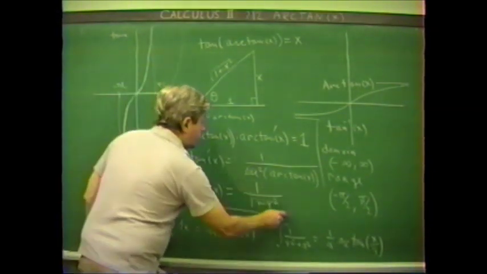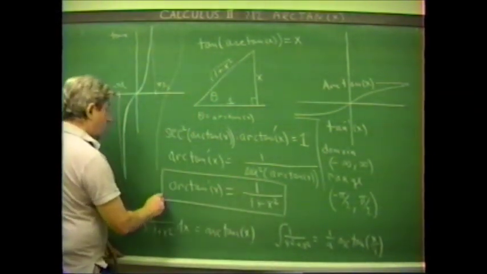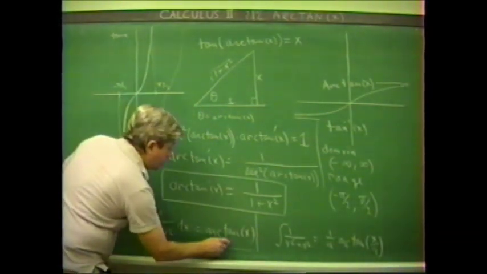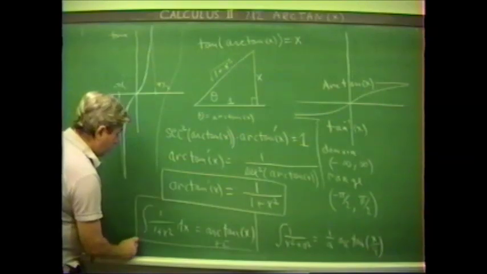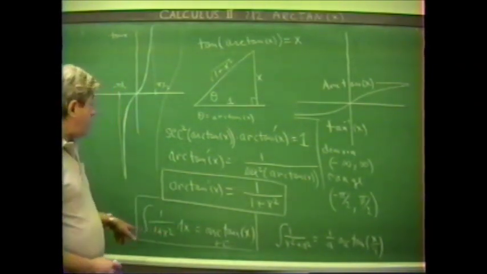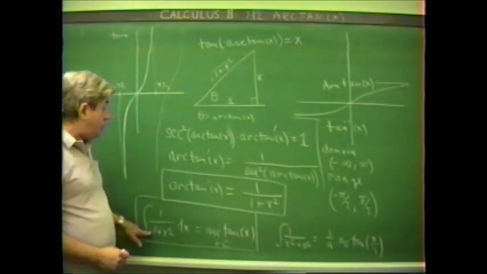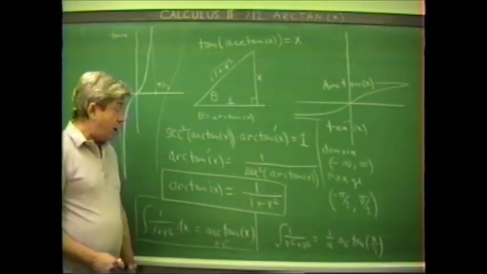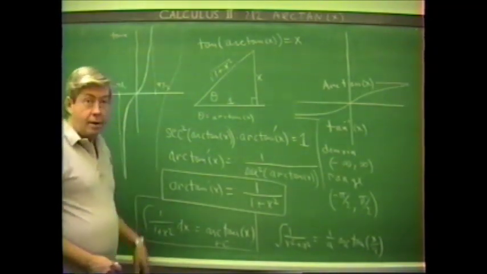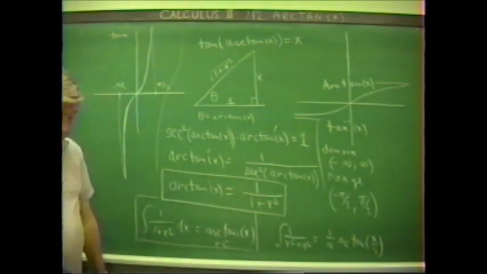At any rate, here's the derivative of the arctangent function, and consequently this gives rise to an important anti-differentiation formula. One that's perhaps a little bit surprising. Here you've got something which is really a rational function, and its antiderivative is the arctangent. So there's the arctangent and its derivative.